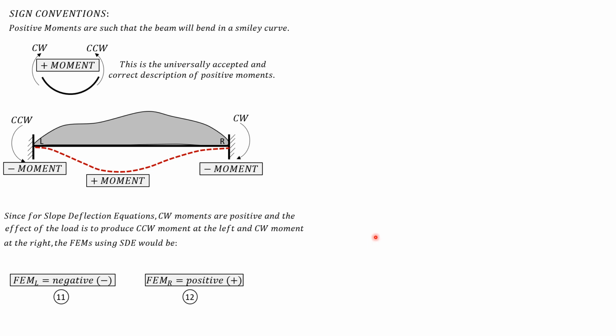So example 2: calculate the moments at A and B for the beam shown. EI is constant. Let's now apply the slope deflection equation so that you can study why the fixed moment for one equation is positive and the fixed moment for the other equation is negative.